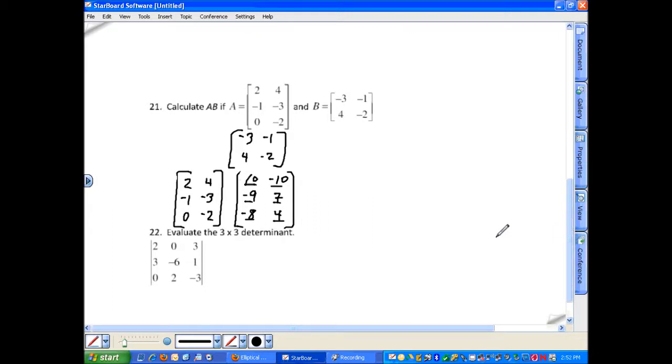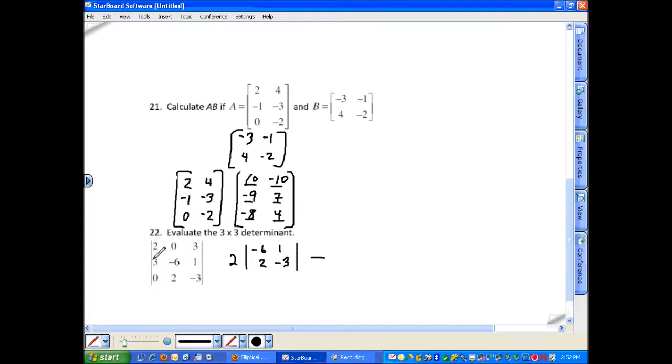Evaluate a 3 by 3 determinant. I notice that this column includes a 0 right here. So I'm going to expand along this column using the cofactors and the minors. Okay. If we choose 2 as a cofactor and cross out the row and column containing that 2, the minor that's left over is this 2 by 2 determinant, -6, 1, 2, -3. And we subtract.